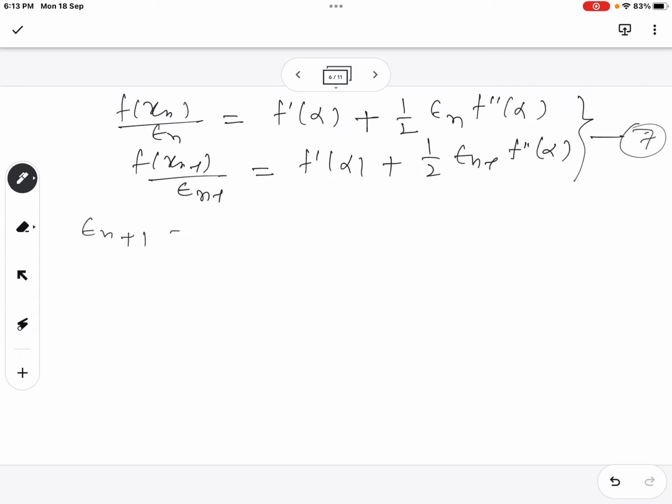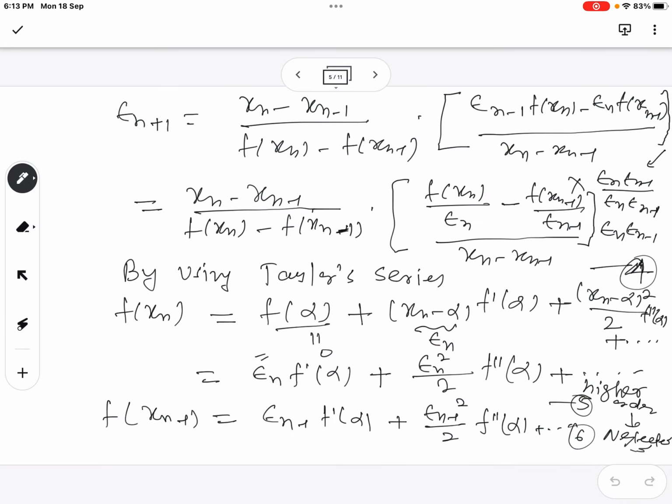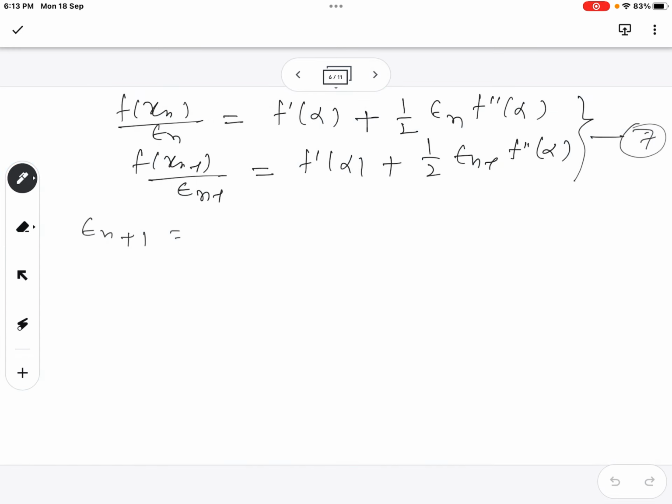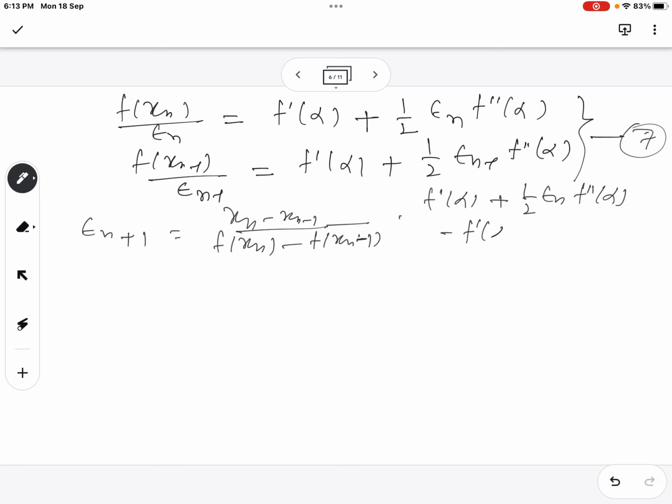Now using this in equation number 4, I can write down xn minus 1 divided by f at xn minus f at xn minus 1 into f prime at alpha plus 1 by 2 nth error multiplied by the second derivative at alpha minus f prime at alpha minus 1 by 2 n minus 1th error second derivative at alpha, divided by xn minus 1 multiplied by product of nth error and n minus 1th error.